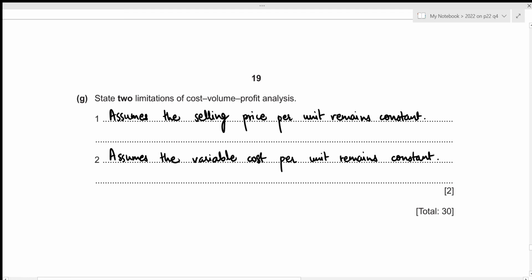Okay, this concludes the seventh part as well as the entire question number 4 of 2022 October-November paper 2-2.